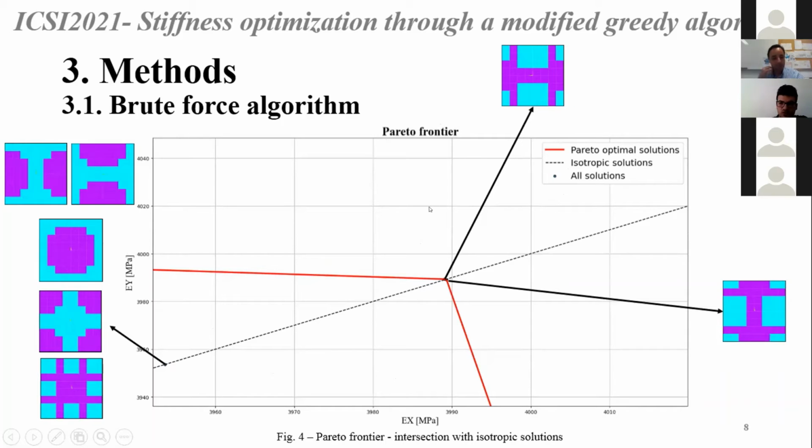Also, there are 2 more here that are not perfectly isotropic, but under a 5% difference.